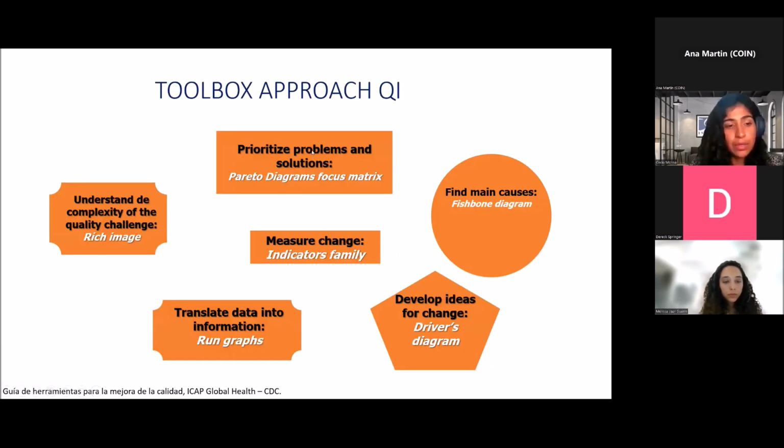Aquí tenemos un poco de la caja de herramientas para las diferentes etapas que podemos utilizar y lo vamos a ir viendo. Por ejemplo, si queremos priorizar problemas y soluciones, pues podemos trabajar con los diagramas de Pareto de matriz de enfoque. Si vamos a medir el cambio, han hablado también aquí de los indicadores y vamos a ir viendo un poco durante la presentación cada una de estas herramientas.